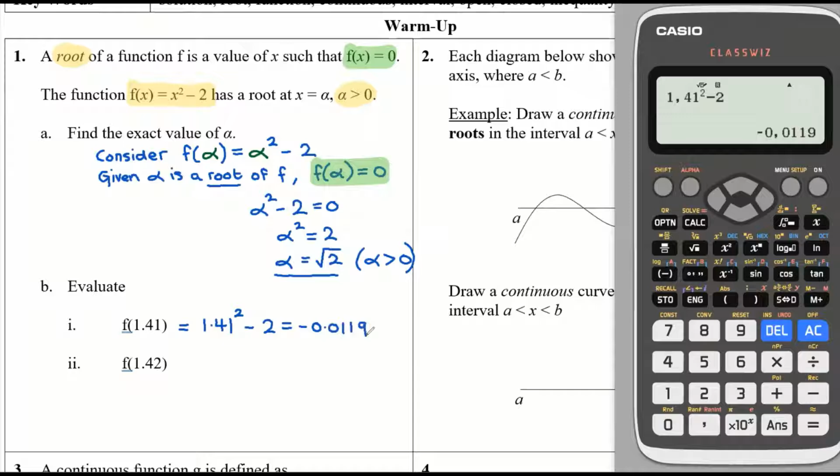Okay, so that's our answer for that. Now, if we put in f of 1.42, so that's going to be 1.42 squared subtract 2. So I can go back and edit this, just change that to 1.42, and let's see what we get. So we get 0.0164.